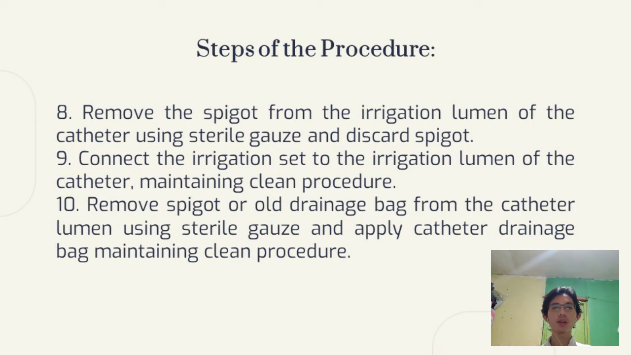Next is to connect the irrigation set to the irrigation lumen of the catheter, maintaining a clean procedure. Remove the spigot or old drainage bag from the catheter lumen using sterile gauze and apply the catheter drainage bag, maintaining a clean procedure. Note, do not commence bladder irrigation until urine is draining freely.